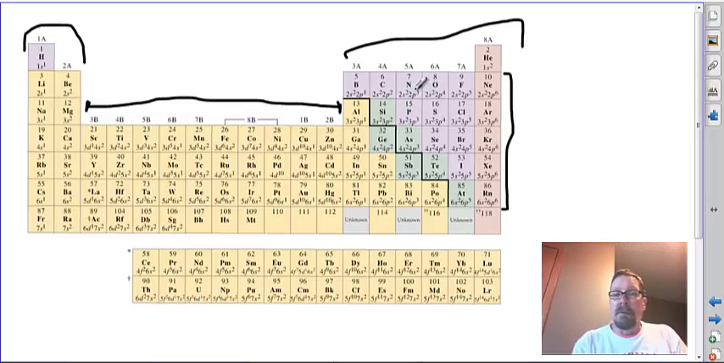Here you can see 5. They have 2 s, 3 p; 2 s, 4 p; 2 s, 5 p, so 7 valence electrons, 6 and 5. What does that mean? Well, let's take sodium, for example.